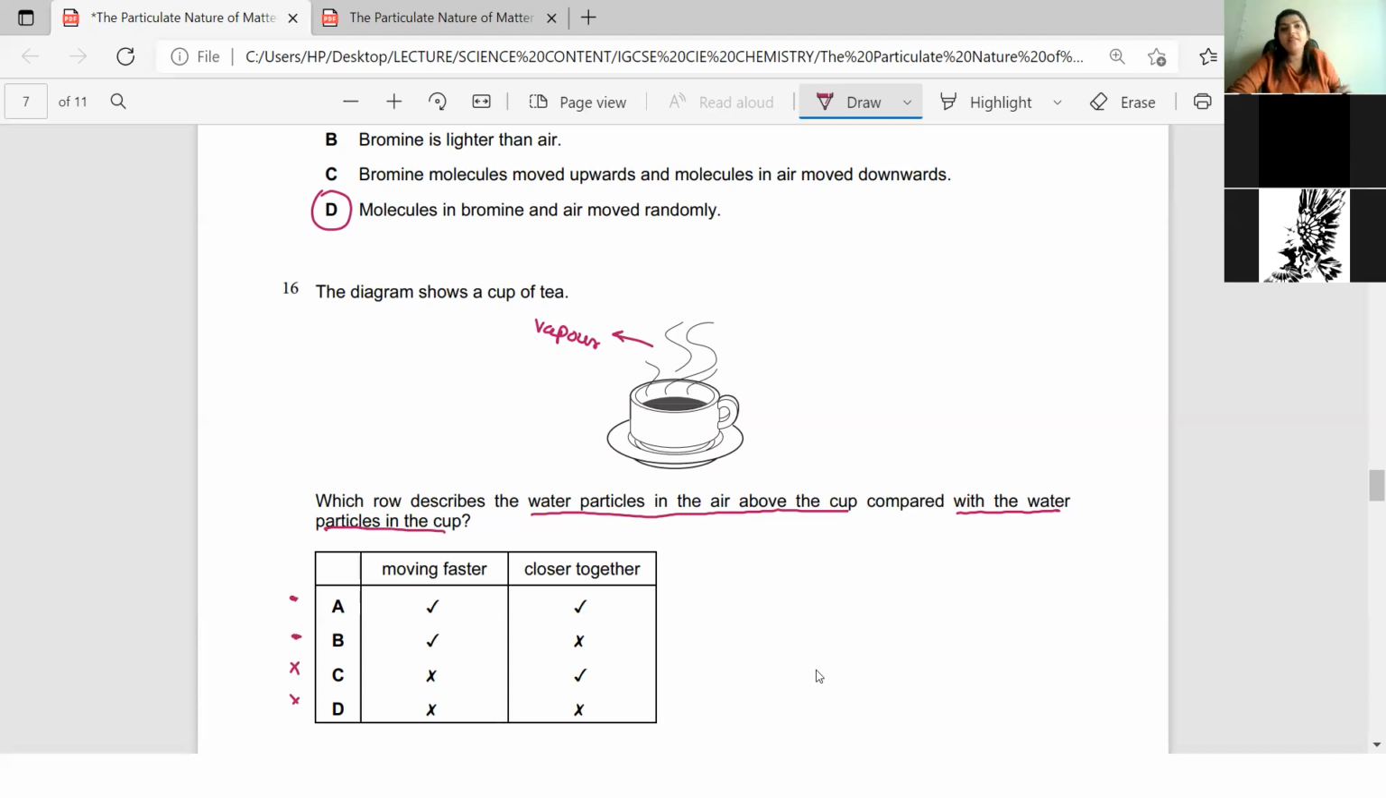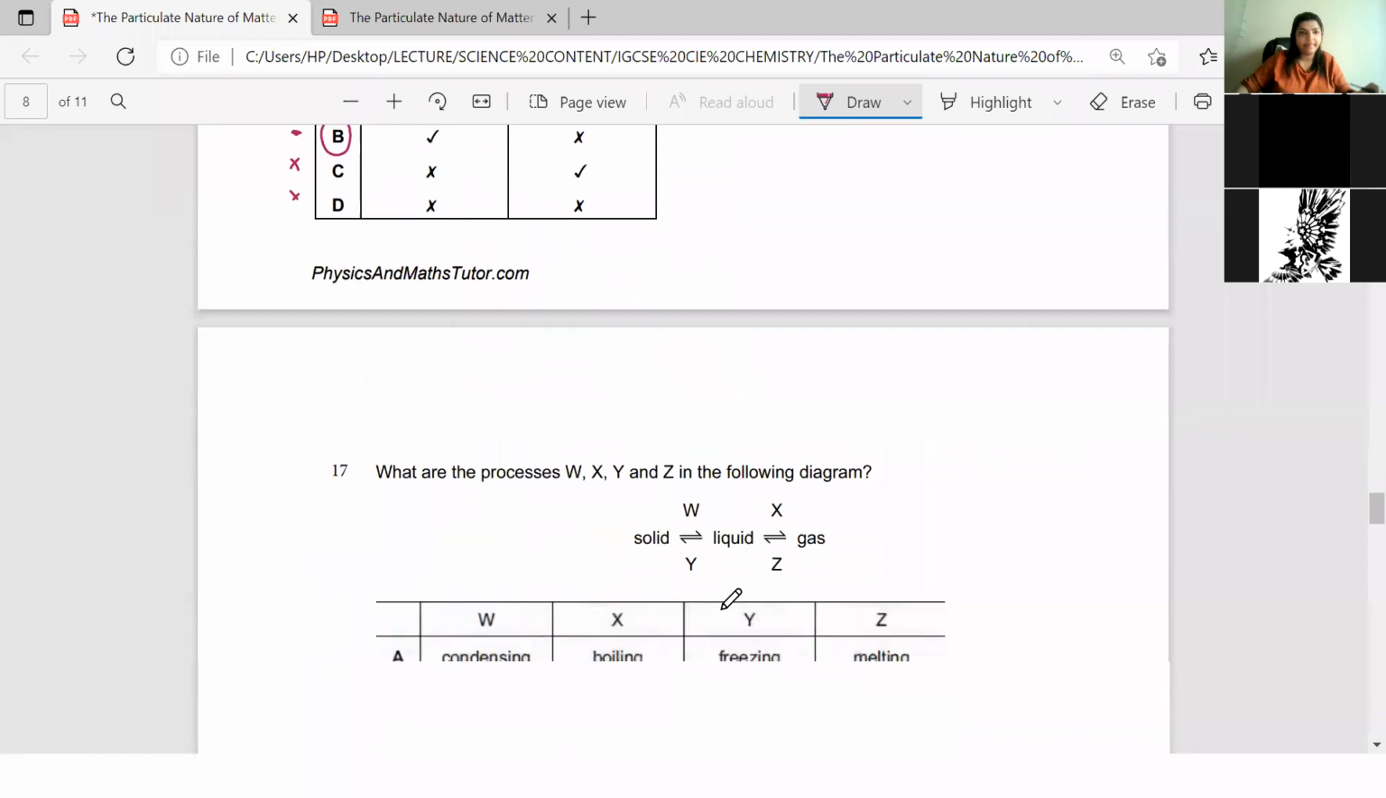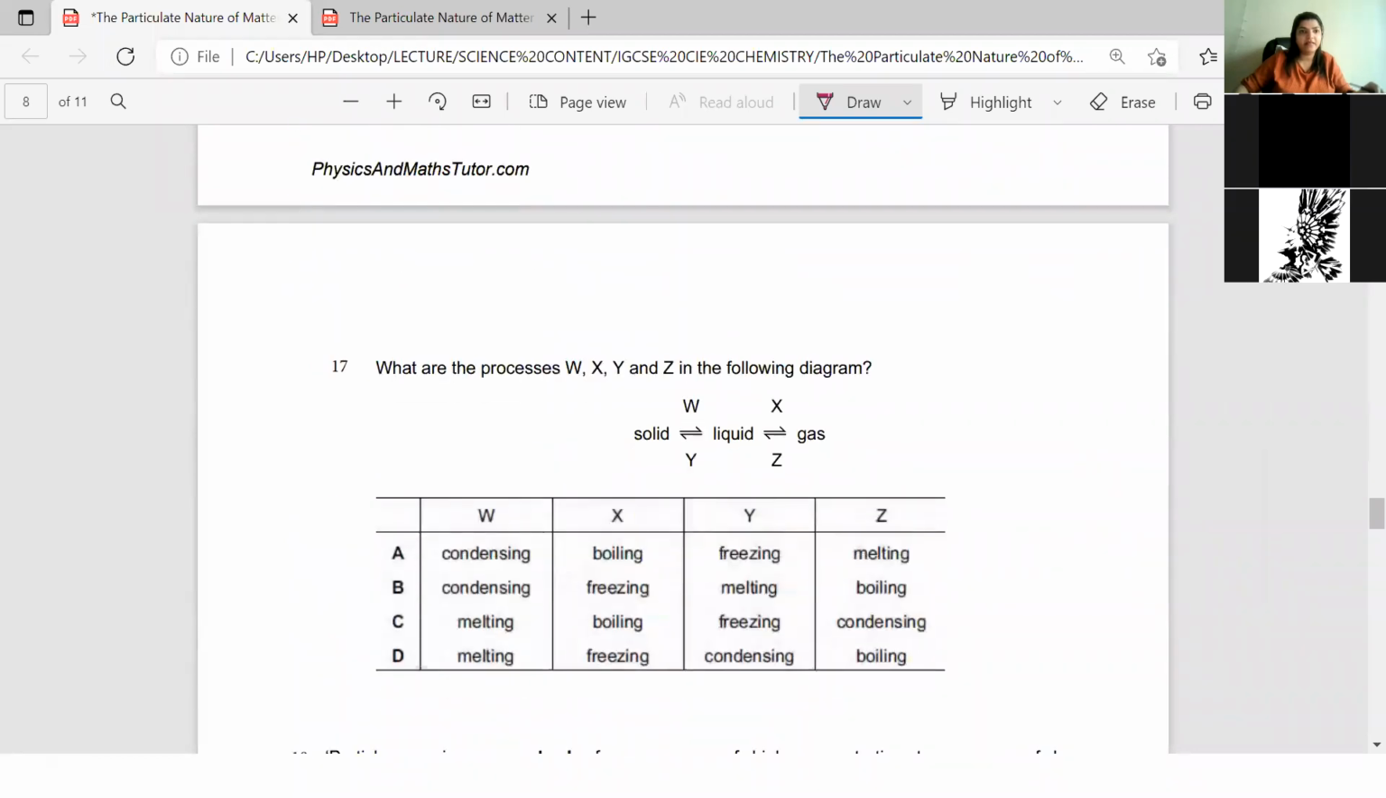I mean, liquid, they will be close together. So water particles on the top in the vapor, they will be far apart. They will not be close together. So close together will have a cross. So answer is B. Absolutely, correct. Okay, next is Amishi.